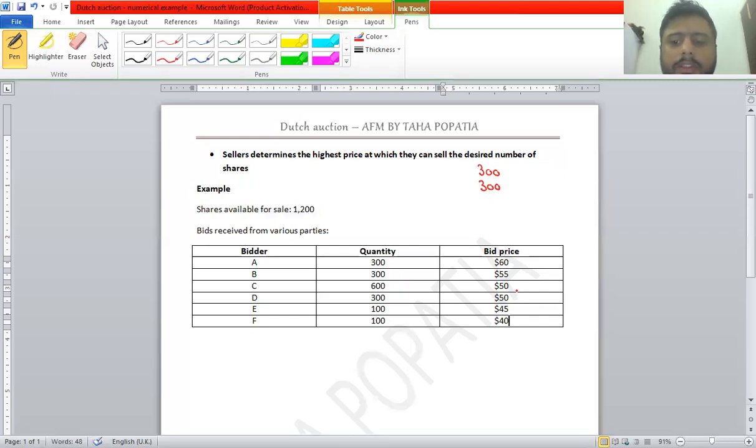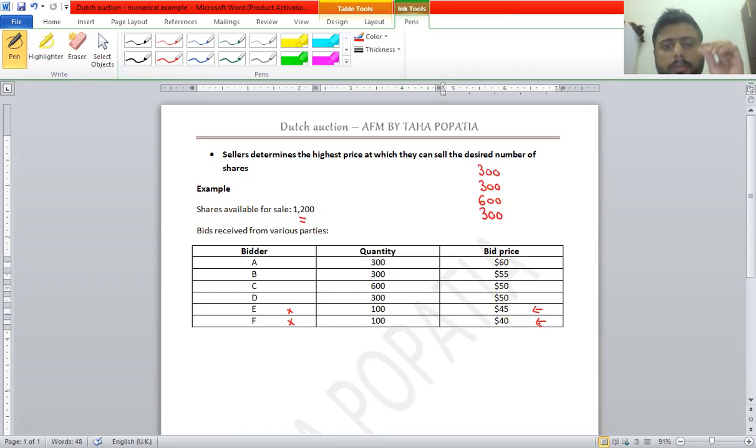After that, C wants 600 shares, and he is willing to take those shares at 50. We are going from the maximum bid price to the minimum bid price. Now, there is a party D, and D is also willing to take up 300 shares, and he is also willing to pay $50. So basically, we wanted to sell 1200 shares. E and F are out of the question because they are offering us a very low price. We can easily sell our shares at a higher price, correct?